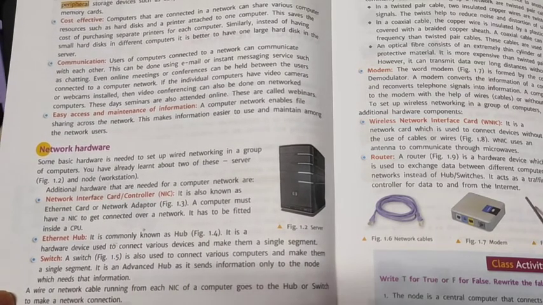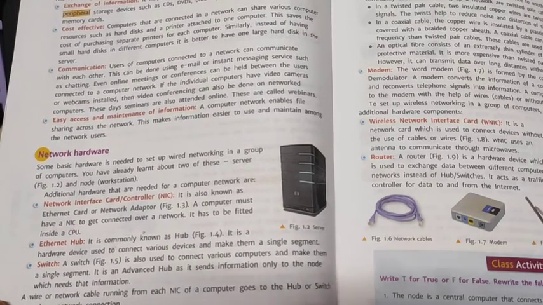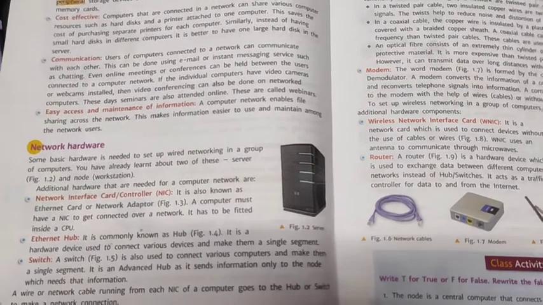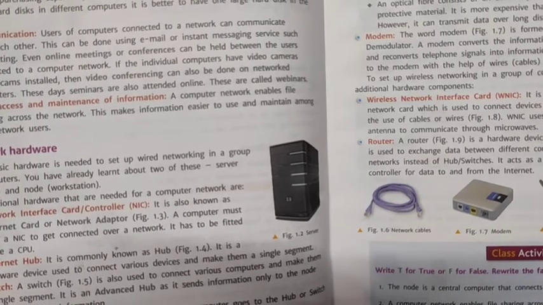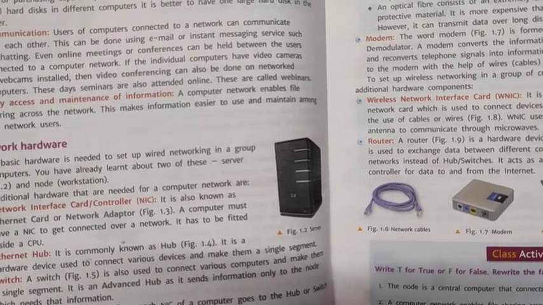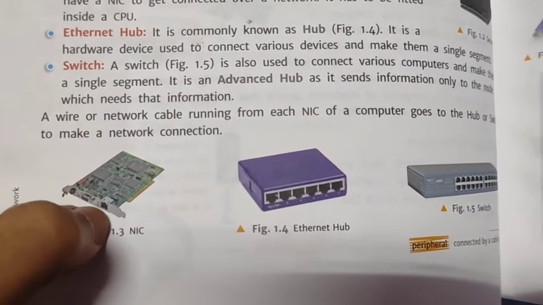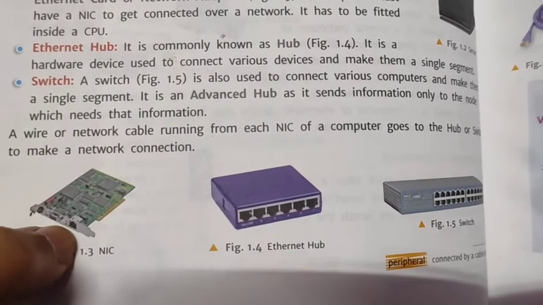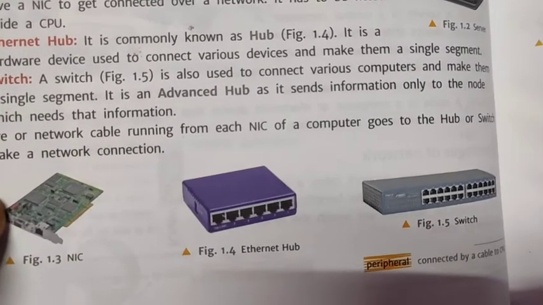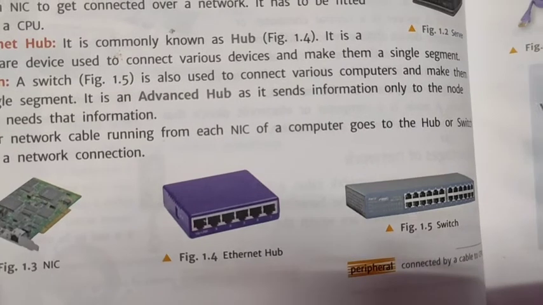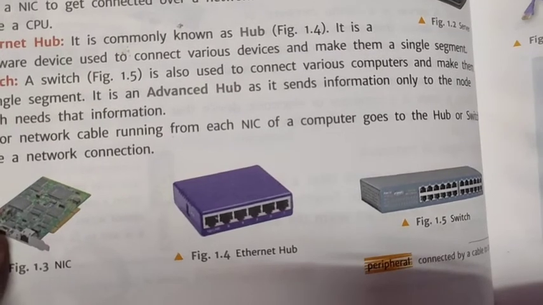Next is network hardware. What is hardware? We all know that hardware is a physical appearance which we touch and see. First, there is the network interface card. Every computer has a NIC. There is this chip over here. On this place we have a port for RJ45 and other cables. This is the NIC, the network interface card, which every computer must have in the CPU, and it is fitted in the CPU.